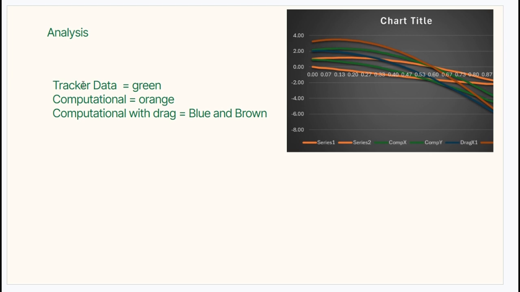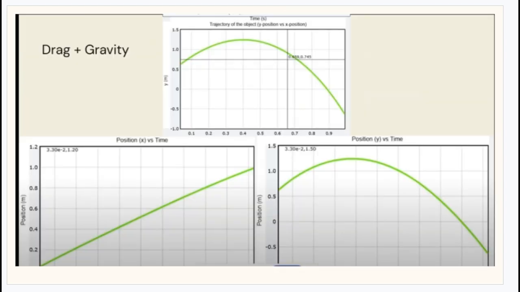For the analysis, you can see the tracker data is green, computational is orange, and computational with drag is blue and brown. So you can see that the green, blue, and brown sort of kind of go in the same direction, where the computational is a little bit different. And this is because of the force of drag. It slows it down and makes it go in a different direction. So it's pretty cool to see. This was with an estimated b-value of like 0.001. So it's not perfect, but it's a good approximation.